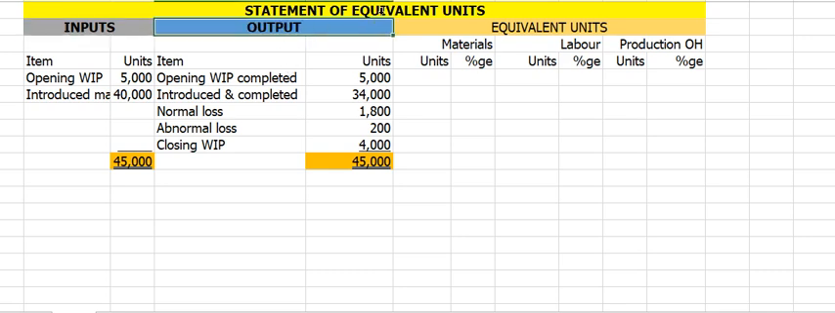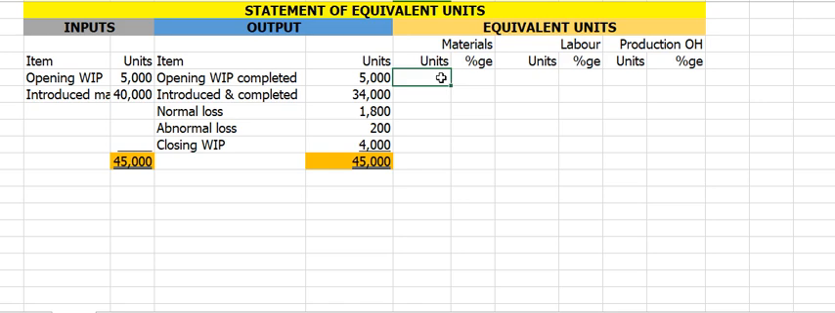Now let us look at the equivalent units. Materials, equivalent units, opening work in progress. We are using the weighted average method. With the weighted average method, there is no distinction made between units of opening inventory and the new units introduced to the process during the accounting period. So, in the statement of equivalent units, the opening work in progress units count as full equivalent units of production. In other words, we make them 100% complete.